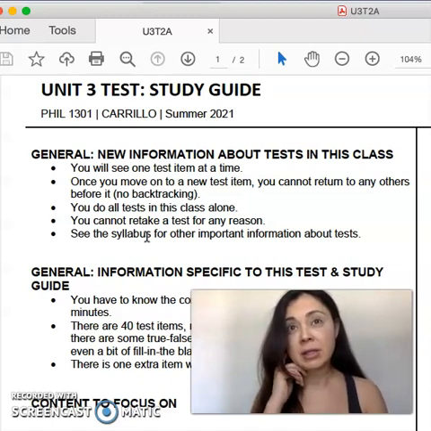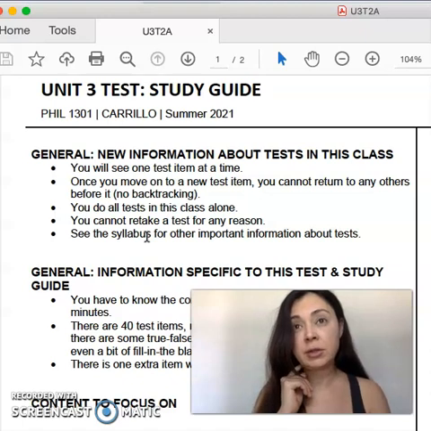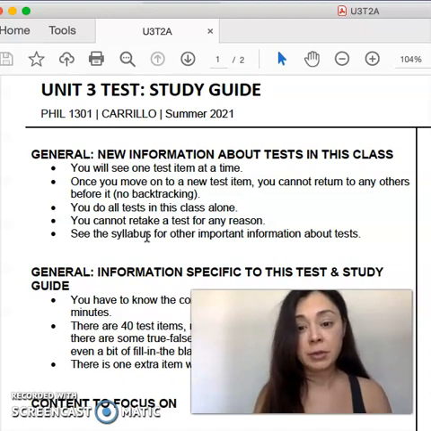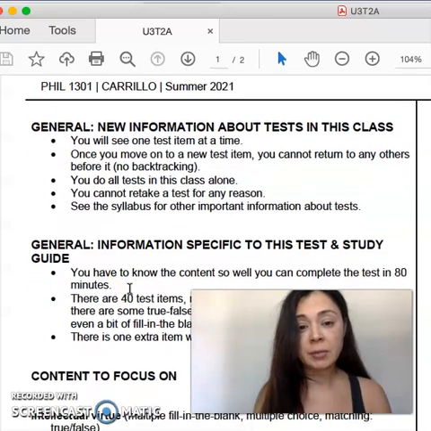And I say that because in a previous test, students lost the most points on intellectual virtue. And I'll say more about that in a moment.